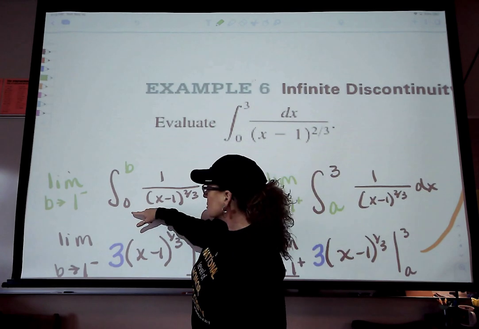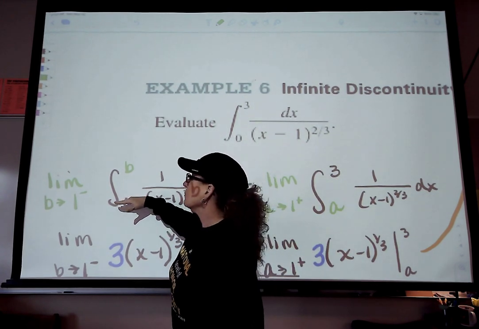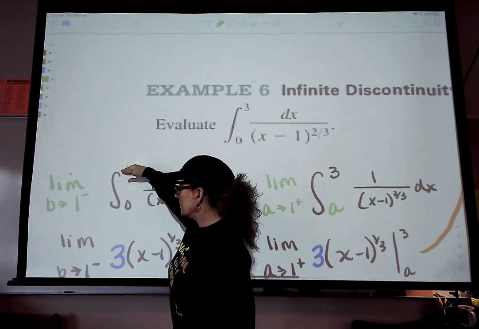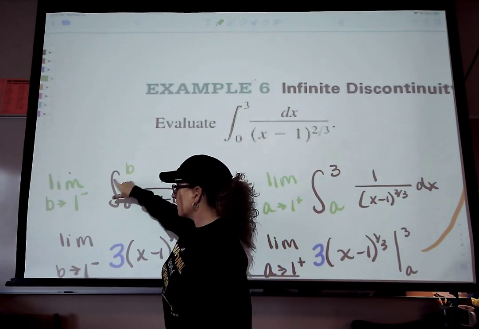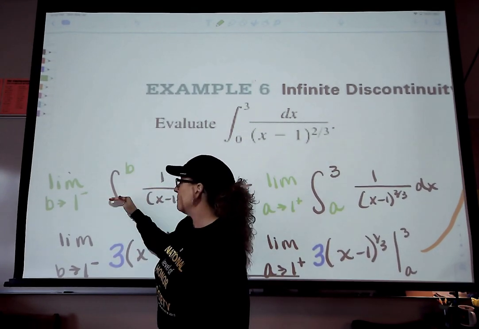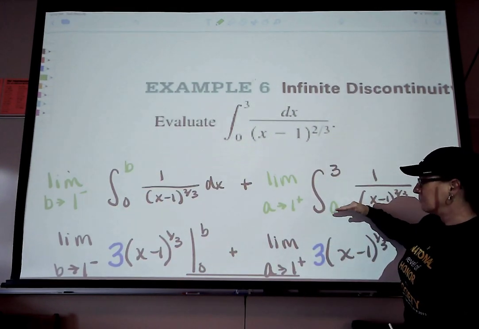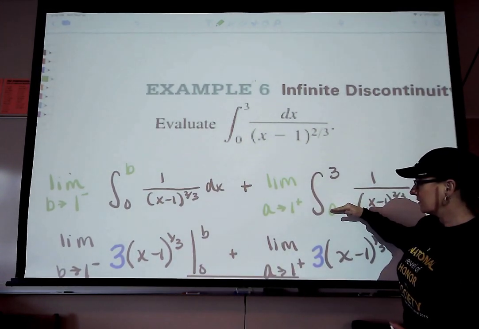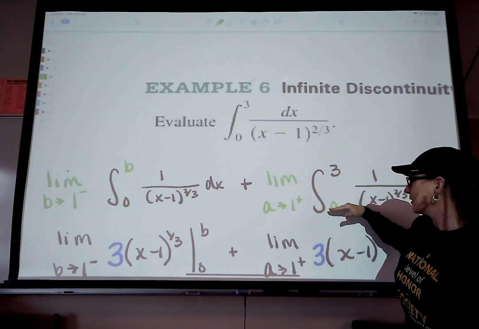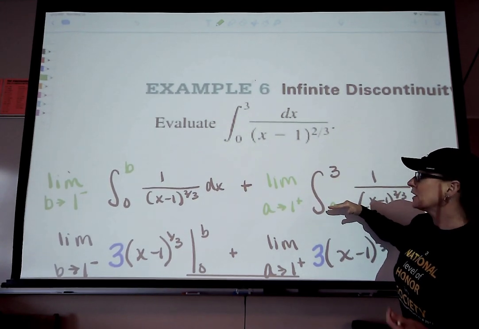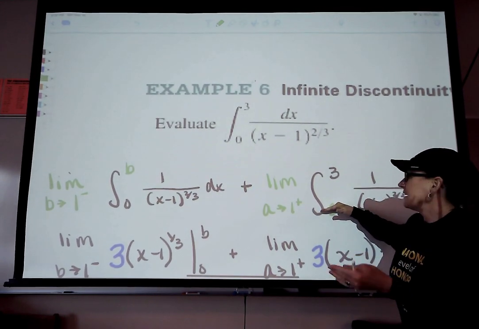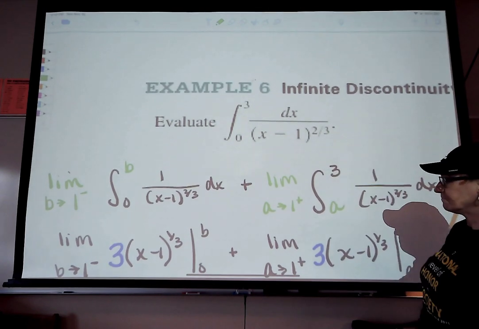All right, so I said, let's go from 0, let's stop it at 1. So you can make up a letter, send that letter to 1 from the underneath side of it. Pick up where we left off. I guess I could have used B again, it doesn't really matter, but starting at 1, just from the upper side, and going to 3.